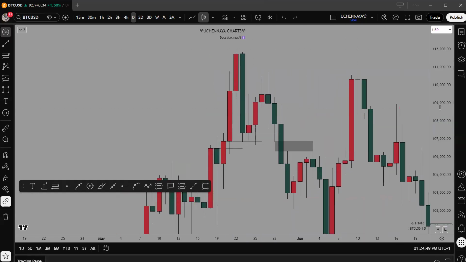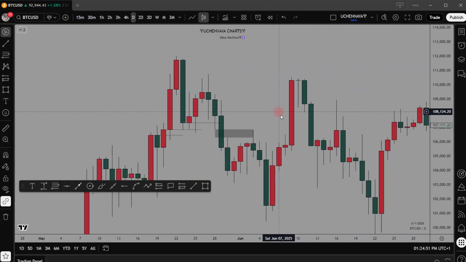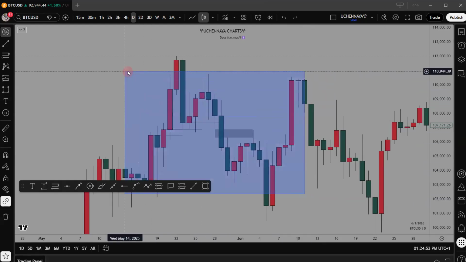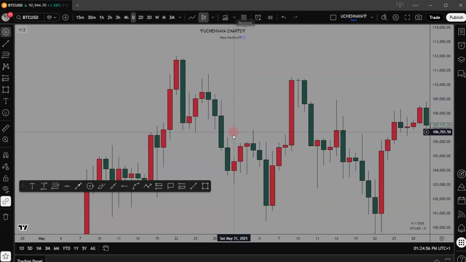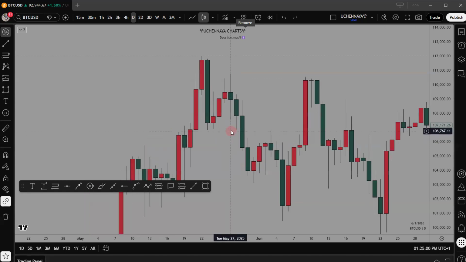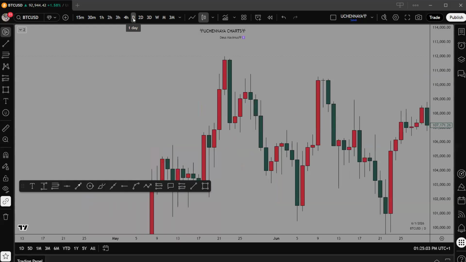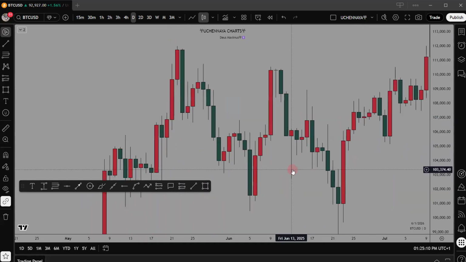Okay, and now that brings us to the concept of storyline. You can't talk about key levels without talking about storyline. Storyline, like I told you, happens only on daily, weekly, and monthly time frame. Storylines happen on daily, weekly, and monthly time frame. That's where storylines occur.